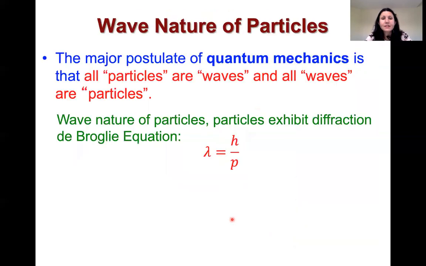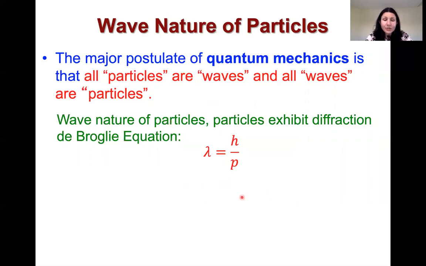So basically what this experiment told us, and this was one of the starting points of the development of quantum mechanics, is that we can't exactly think of particles as just having particle-like behavior. The same way, as we'll see later, we can't think of waves as just having wave-like behavior. And in fact, the main postulate of quantum mechanics is all particles are like waves and all waves are like particles.